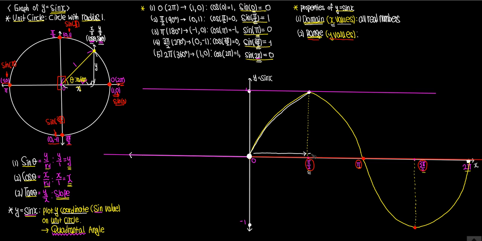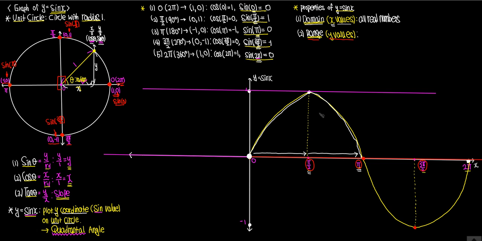However, as the angle rotation, or the x value in y is equal to sine x, increases more and reaches pi radian, which is 180 degrees, the sine value will start to decrease and finally reach 0.